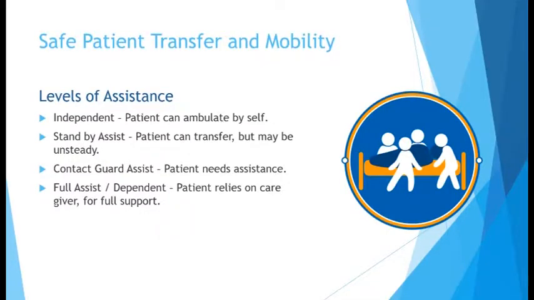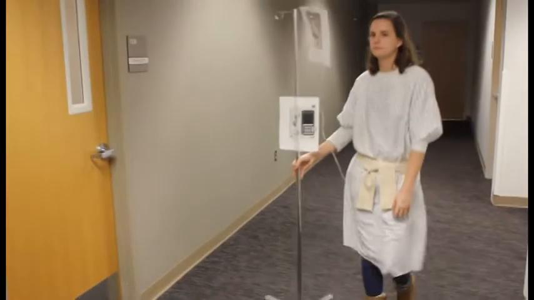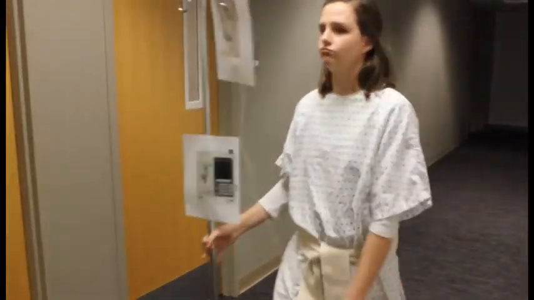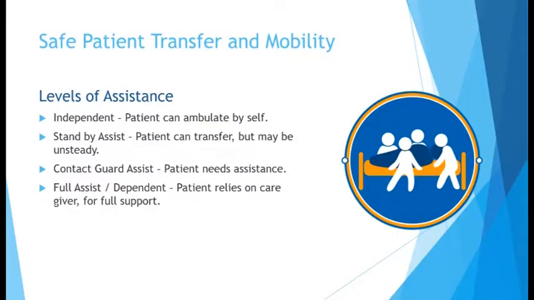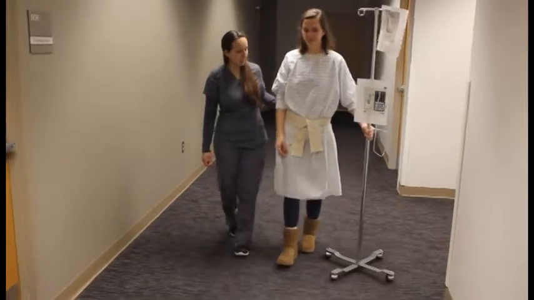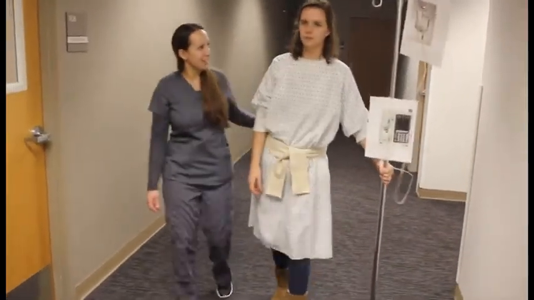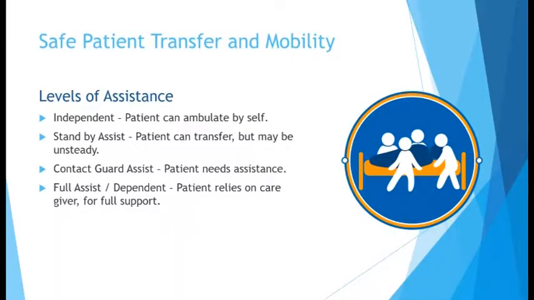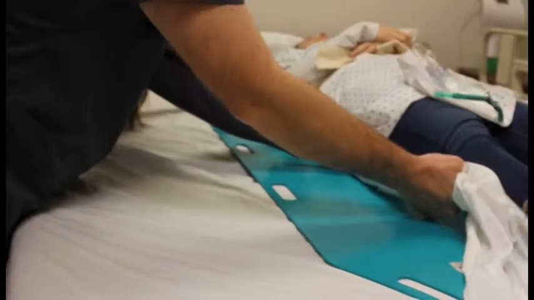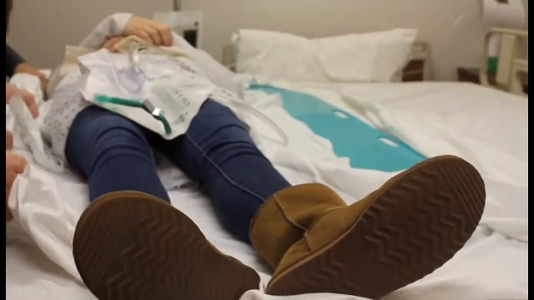Levels of assistance. Independent patients which can ambulate by themselves. Standby assist. Patients which can transfer but may be unsteady. Contact guard assist. Patients which need assistance in transferring. Or full or dependent assist. Patients which rely on caregivers for full support.